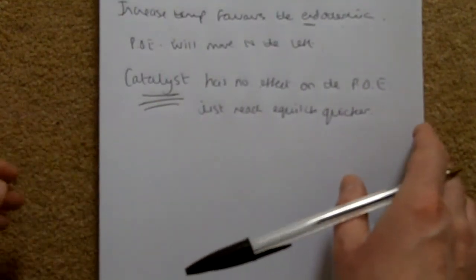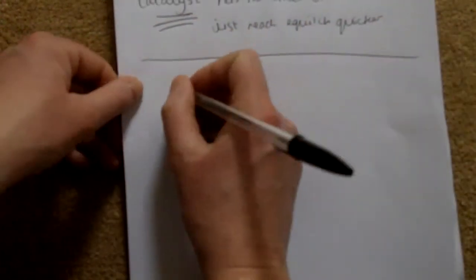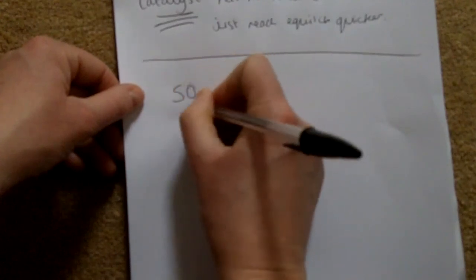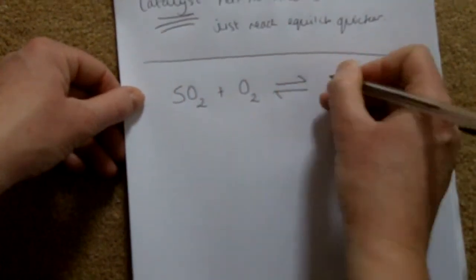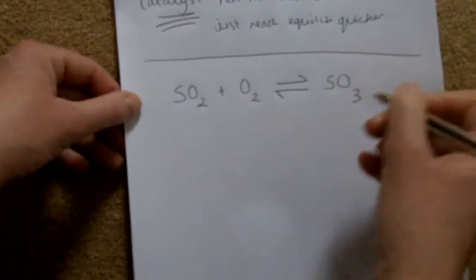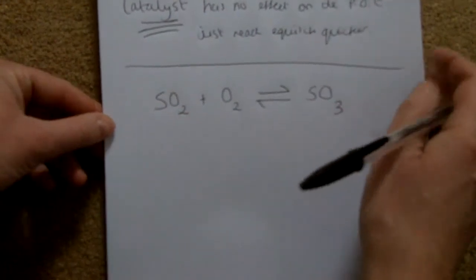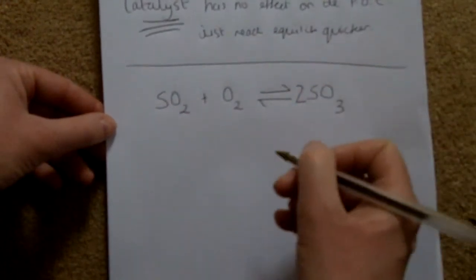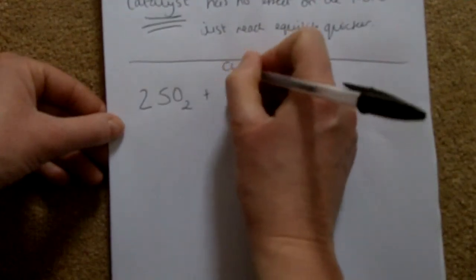Right. So, final question for you. Let's say we've got this reaction, which is part of the contact process. Just need to balance it. One of the steps in the contact process. Put 2 there, put 2 there. Okay, it's called the contact process.